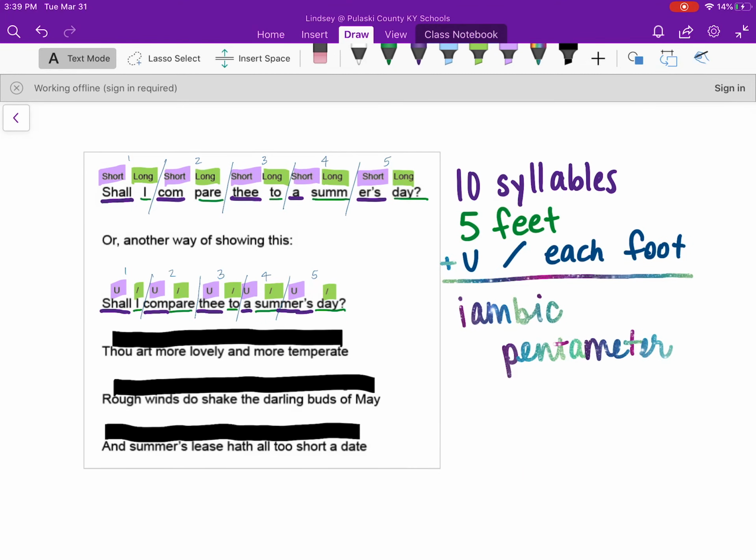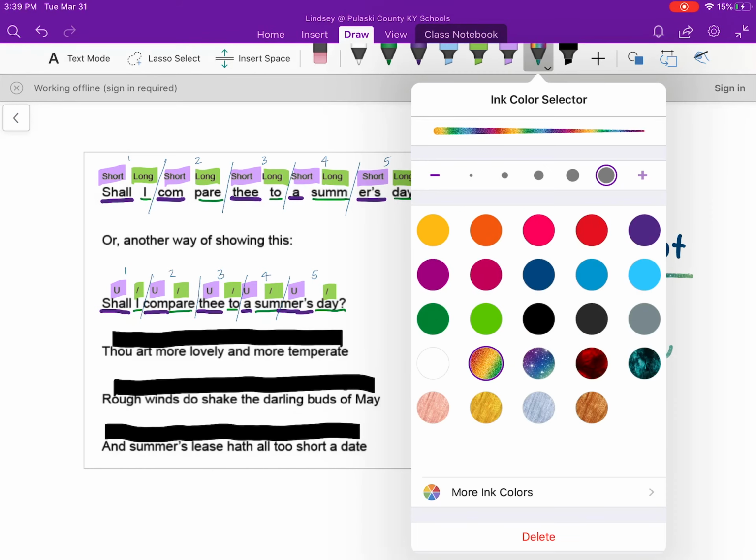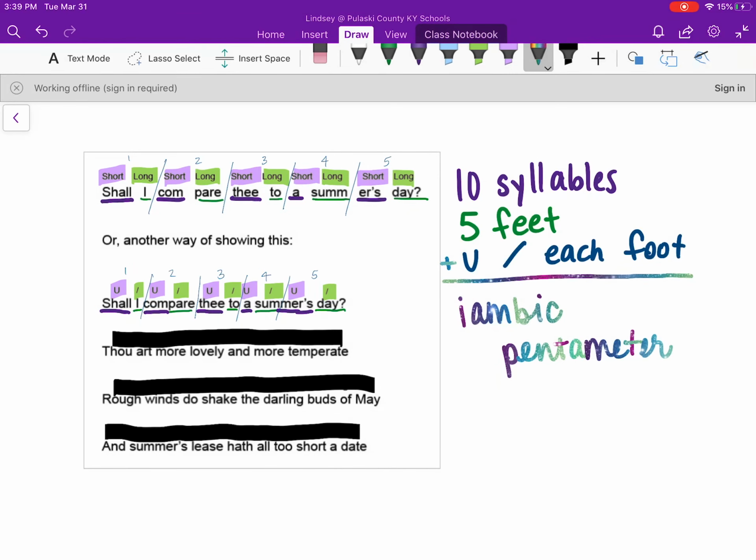So this poem, Shall I Compare Thee to a Summer's Day, is fairly famous, right? Shall I compare thee to a summer's day? There are your syllables. I've marked them with feet markers. So each of these little slashes here, that's a foot marker. That's showing you where the feet are separated. And then I've also numbered them for you.